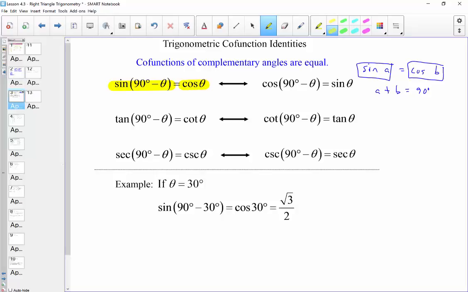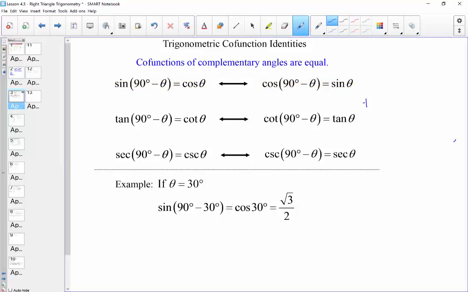Notice that those are complementary angles, because if we have an angle theta and an angle 90 degrees minus theta, they total to 90 degrees. And we can also say that its inverse is true. The cosine of 90 degrees minus theta equals the sine of theta. Let's take a look at the next identity.